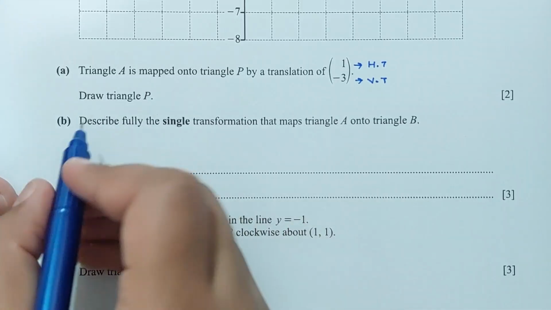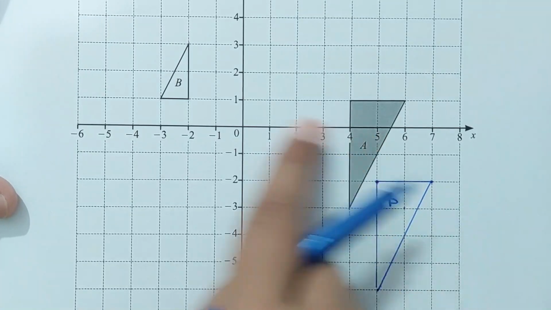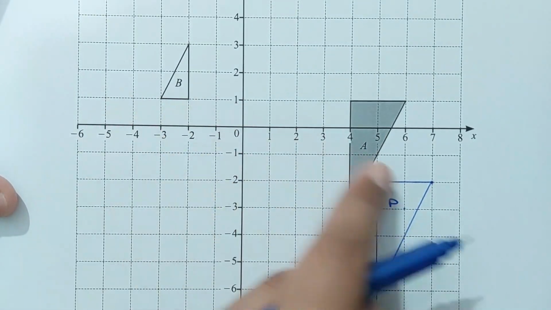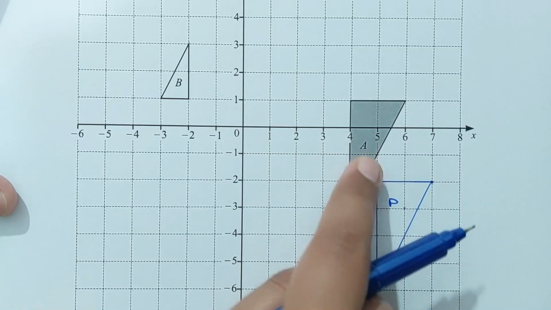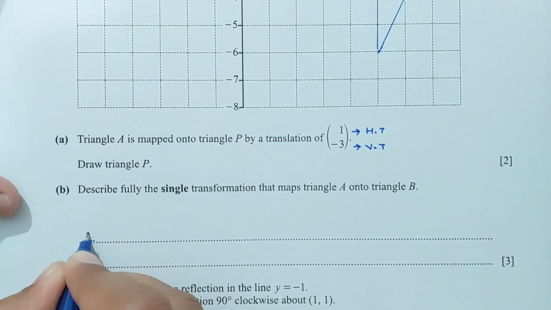Now for part B, describe fully the single transformation that maps triangle A onto triangle B. Look at A and B. The shape is compressed. So this is an enlargement. The shape doesn't stay the same. So this is an enlargement, and let me write this down. This is an enlargement.